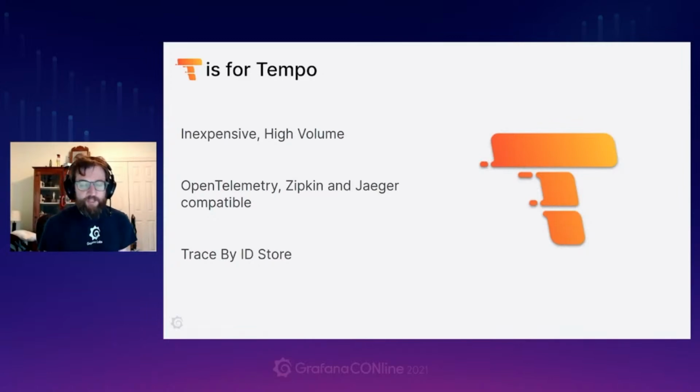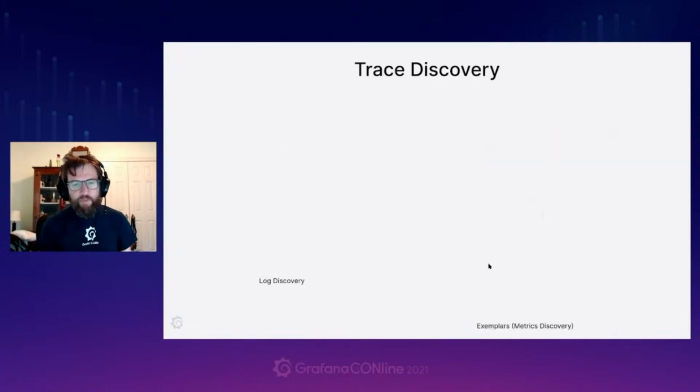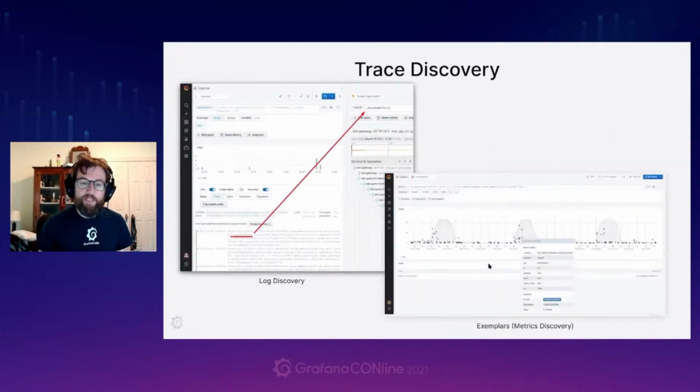It's also a trace by ID store. A key feature is that when you store traces in Tempo, you can only request them back by ID. So at Grafana, we use two methods of finding our traces. One is through logs and one is through metrics. We'll talk a little bit about these throughout the session.